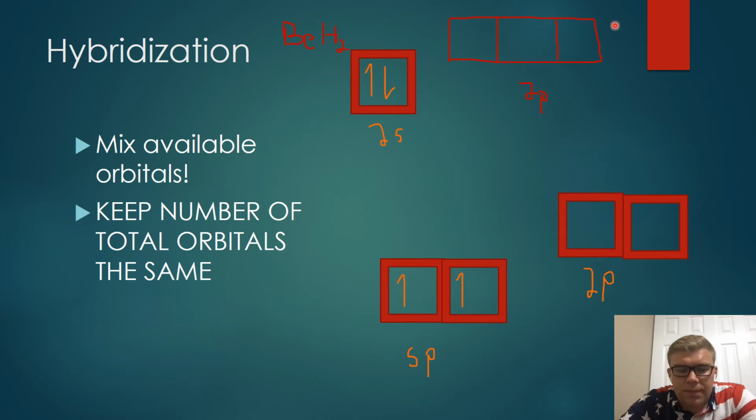1, 2, 3, 4. So what we're going to do is we're going to hybridize an orbital to fit our needs. So we can see here that we need 2, 1, 2 to make the hydrogens happy. So we're going to take an s and a p and convert them into sp orbitals. So we have 1, 2 orbitals, but in total we still have 1, 2, 3, 4, just like up here, 1, 2, 3, 4, which is money.